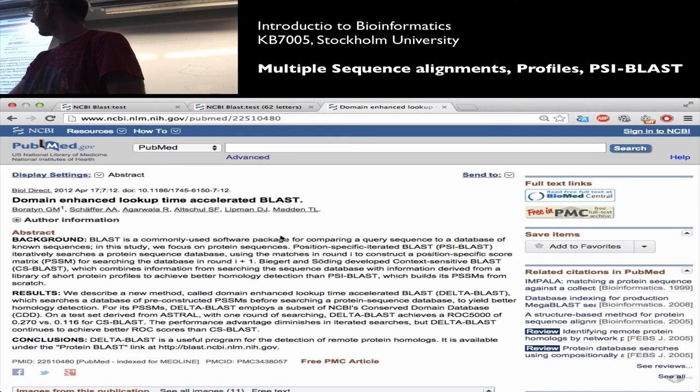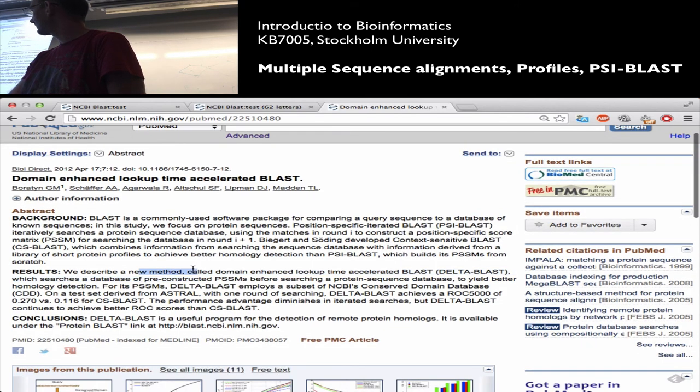So there was something called CS-BLAST that was very good. That was introduced by Johannes Söding. It combines information from searching the sequence database with information derived from a library of short protein profiles to achieve better homology detection than PSI-BLAST. It uses a database of pre-constructed profiles, PSSMs, before searching a protein sequence database. And then it uses a database called the Conserved Domain Database, CDD. And then it says that on the test set it's much better than that one.